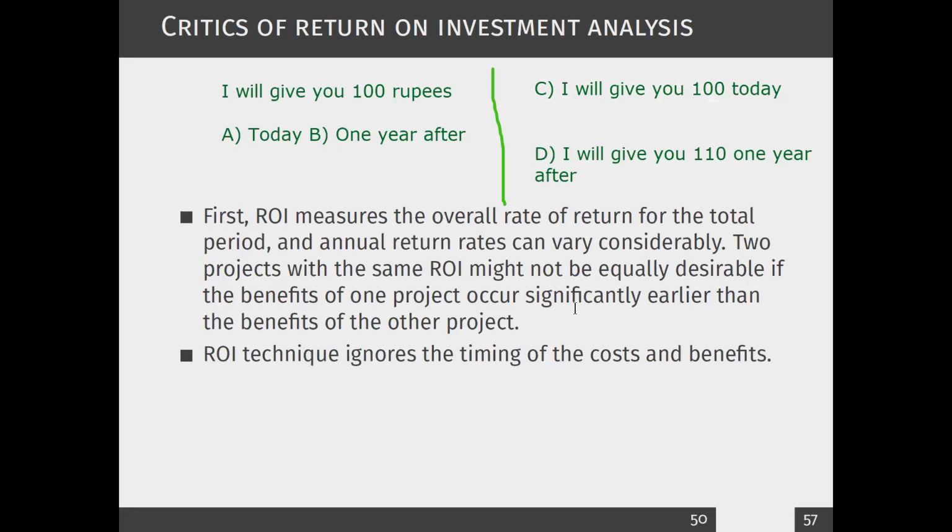Right. Another situation. Okay, I will give you 100 rupees today, or else I can give 110 after 1 year's time. If you're thinking of these two options you have, which one are you going to select? Is it A or B, or is it C or D? First case, what is your choice? Second case, what is your choice?